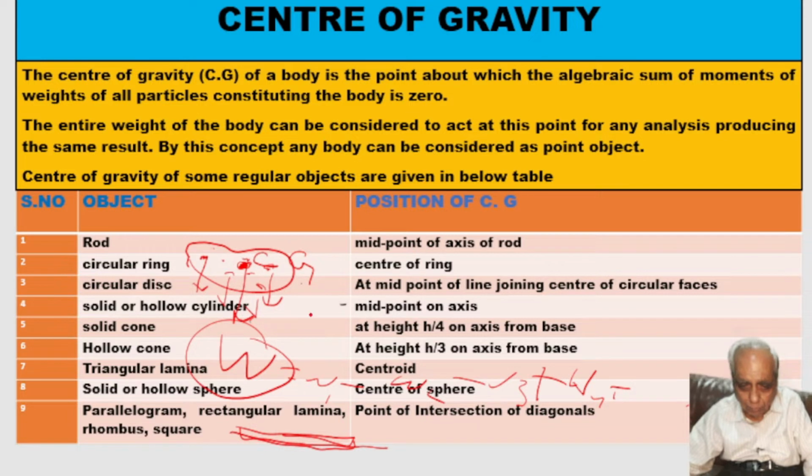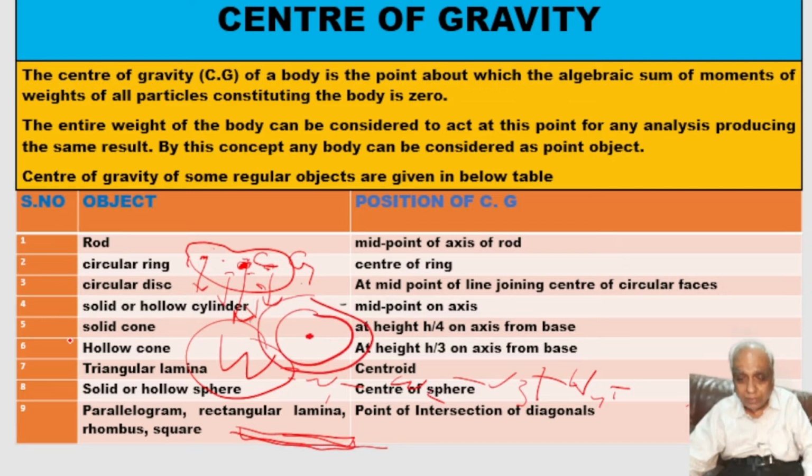If you are taking a circular ring, then it is center of the ring. This is a circular ring. So center of the ring is here. So this is center of gravity. So center of gravity need not be a point on the body. Like in case of this ring, center of gravity is at the center of the ring, which is not a point on the body. If there is a circular disc like a coin, you take center of the two circles and join, the midpoint of that would be the center of gravity of circular disc.